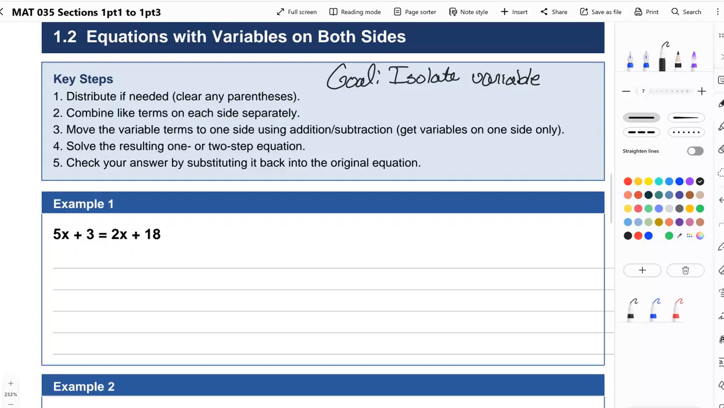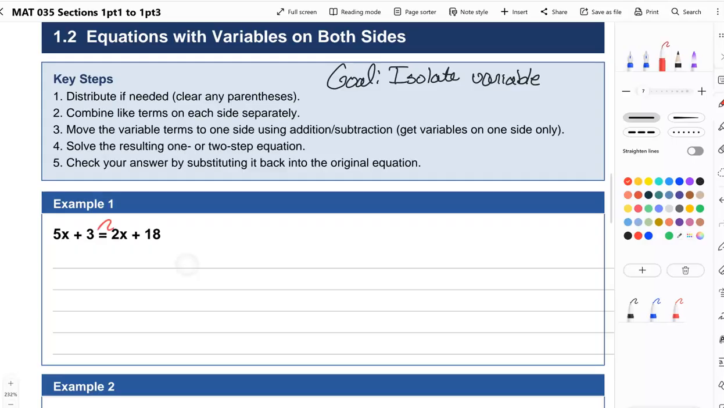So when I have variables on both sides, what I want to do is move all the stuff with letters on one side of the equation and the stuff without letters on the other side. So let's look at that first example. We have 5x plus 3 is equal to 2 times x plus 18.